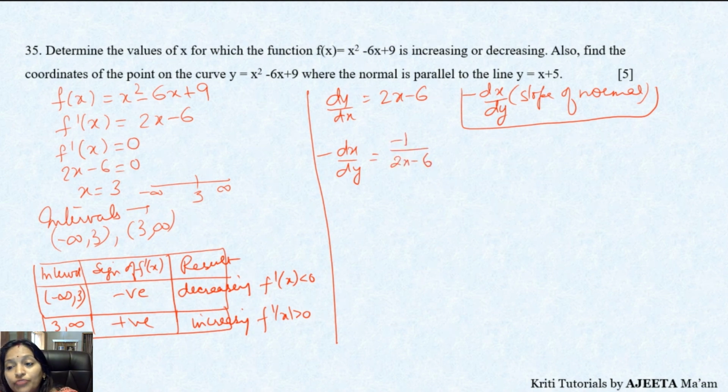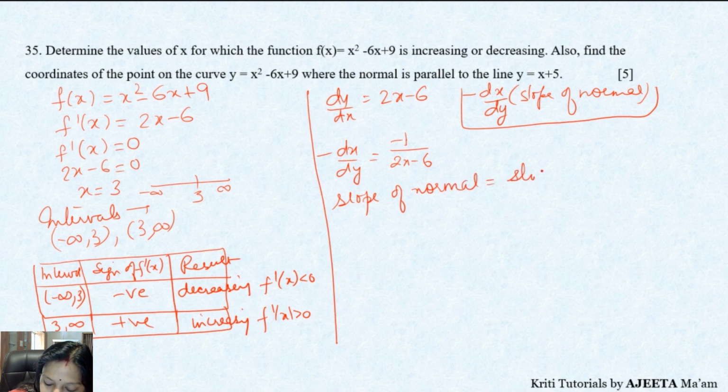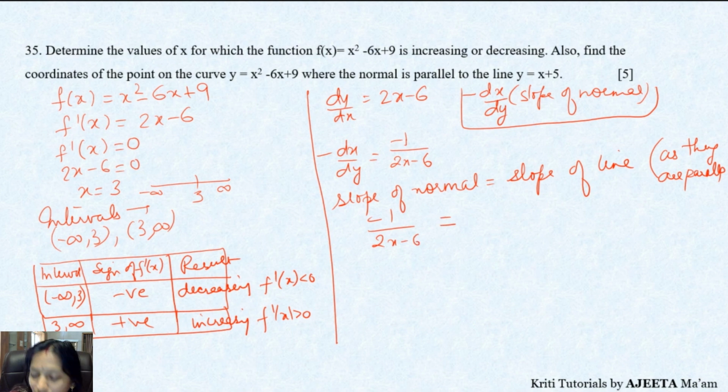Now what is the slope of the given line? If the normal is parallel to the line, then their slopes are going to be equal. So that's the important part. So the slope of the normal will be equal to the slope of the line, as they are parallel. So what is the slope of the normal? Minus 1 upon 2x minus 6. And this is equal to what? 1, because that is the slope of the line y is equal to x plus 5. What's the slope of the line? 1. Now let's equate it.